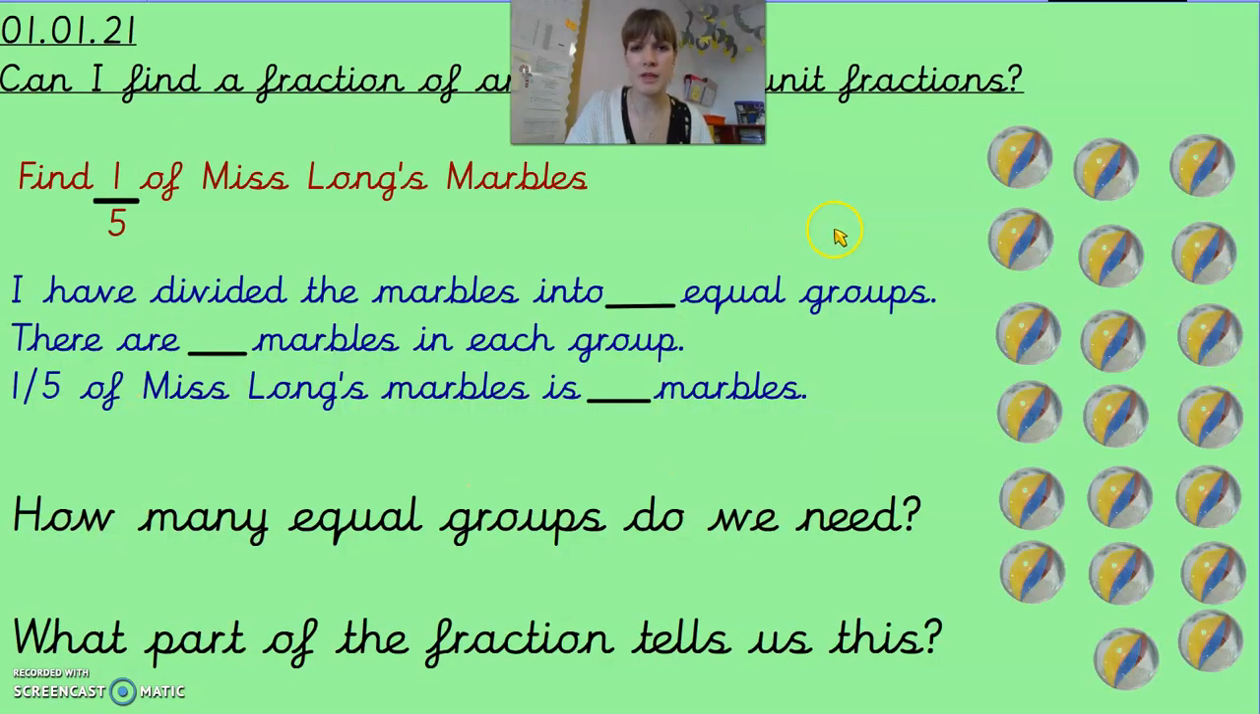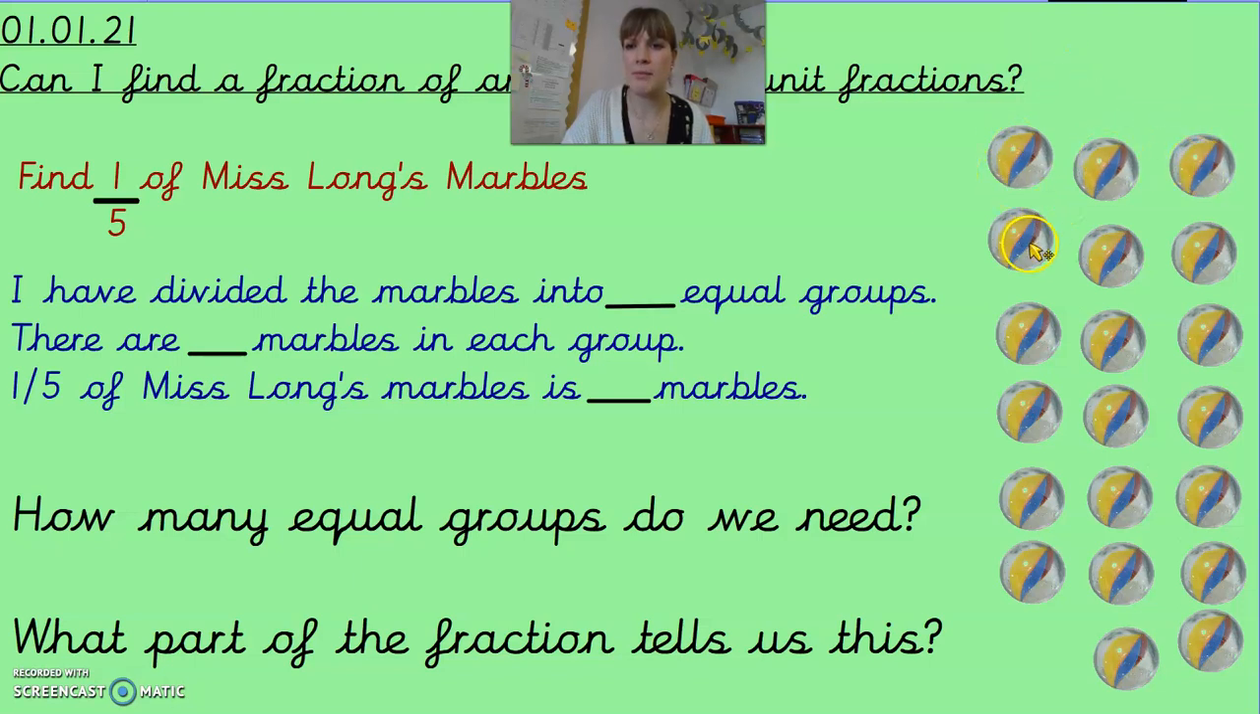Okay. Here we go. I've got some marbles here. So my question is, find 1/5 of Miss Long's marbles. So I've got some questions here and I need to fill in the gaps. So I have divided the marbles into equal groups. So I need to divide them into equal groups. First of all, I need to count how many marbles I've got because I don't know how many I have in total. So I don't know how to find 1/5. So let's count them together.